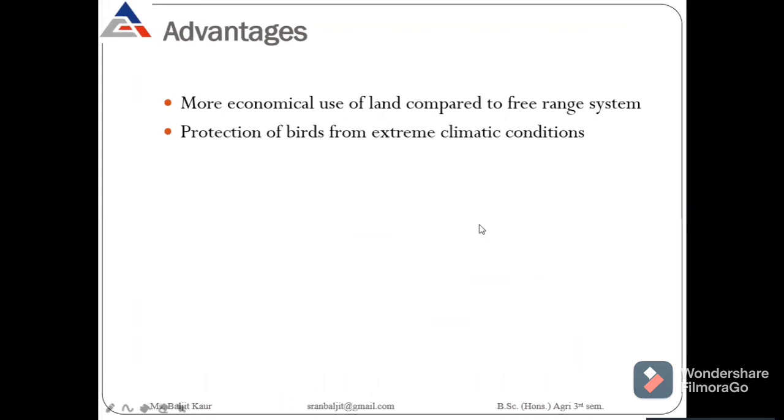The advantages of semi-intensive are that this is a more economical use of land compared to the free range system. Because we can keep more birds in this system, there is more economical use of land. Then it protects the birds from extreme climatic conditions, as houses are also available, right? So it provides more protection than the extensive type of housing.